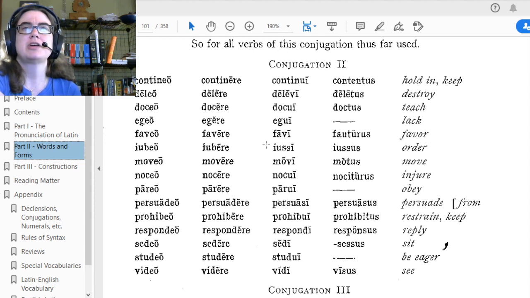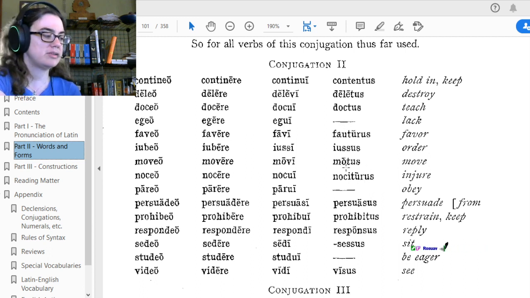So the perfects kind of start falling into regular patterns too, based on what the stem consonant is. Some of them have a fourth principal part, deletos, doctus. Some of them lack, haha, ironic, noceo lacks a fourth principal part, which means it neither has a future active participle or a perfect passive participle.